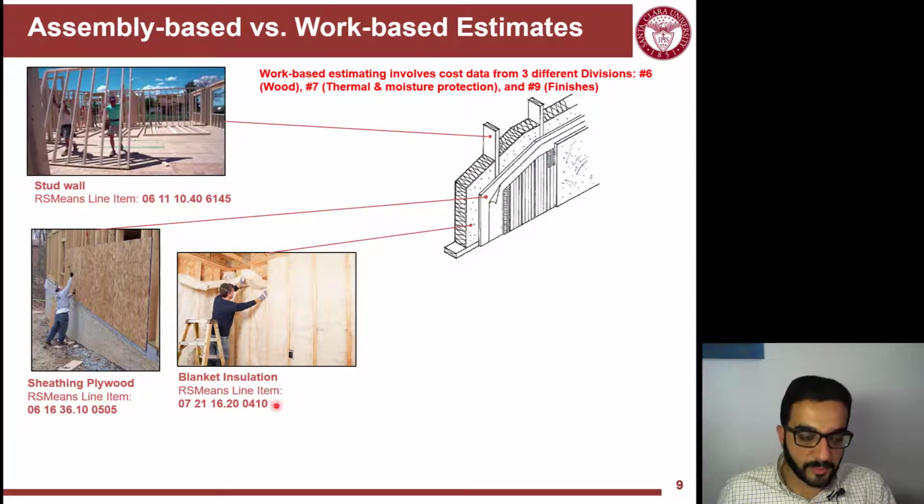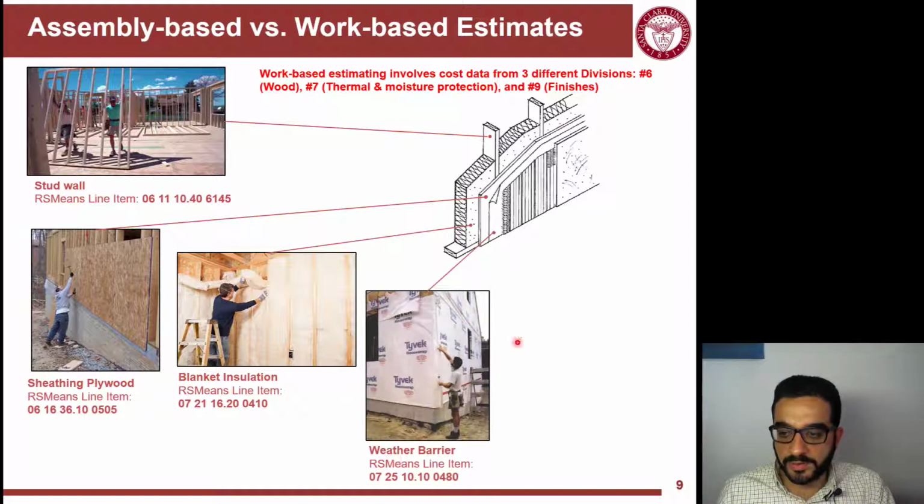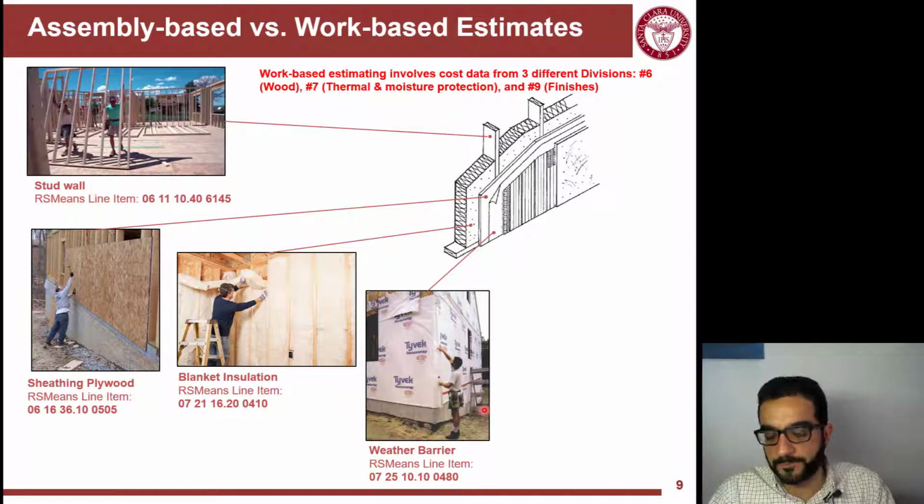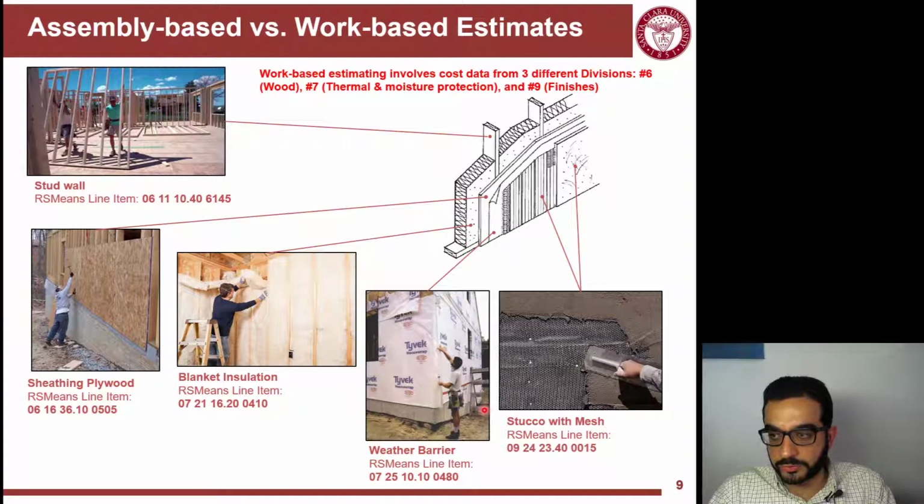So I'm just giving an example here. All of these line items are an example of what could have been done in one way of doing this wall. So it depends on the detailed design documents that you would have to do this. Otherwise, just use the assembly cost estimate. And then the next would be the weather barrier. So the house wrap sheets to insulate against moisture. And the last thing here is stucco.